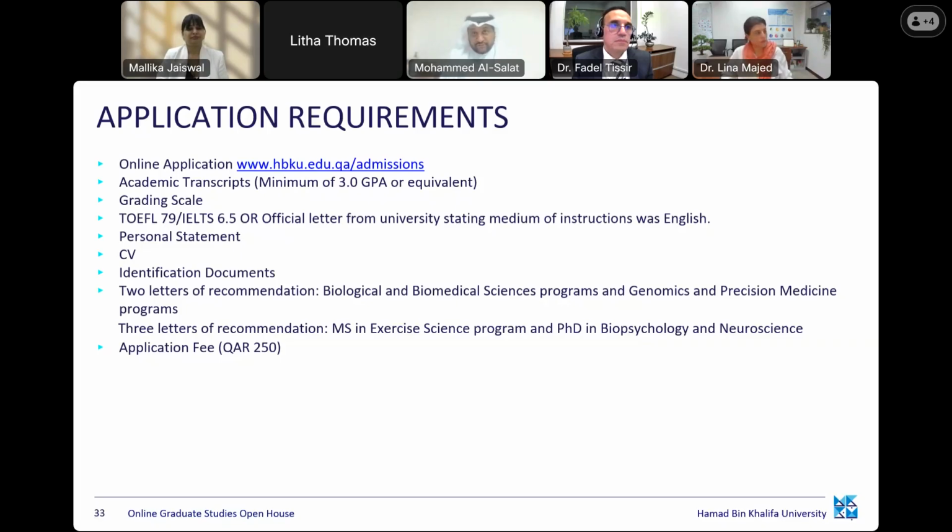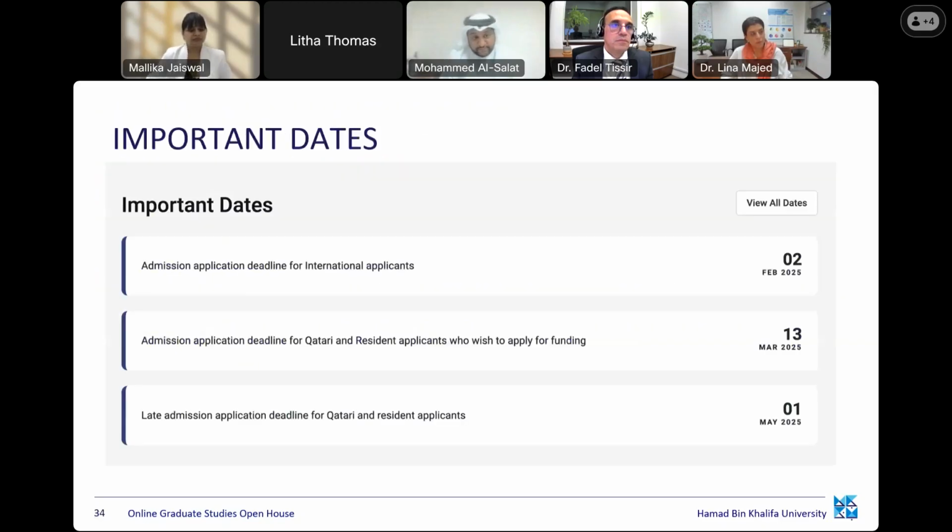And what is newly implemented, there's an application fee of 250 riyals that is done through a bank transfer or through mobile apps. Unfortunately, the online payment is not yet implemented. Hopefully soon we can resolve that and make it much easier for the applicants to do the application fee payments. Next slide, please. These are the most important dates.